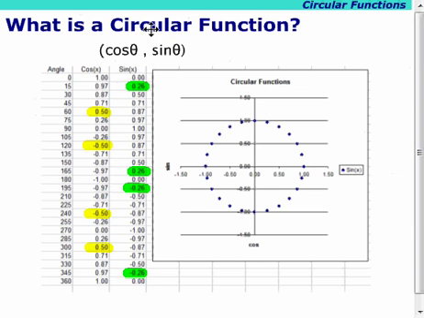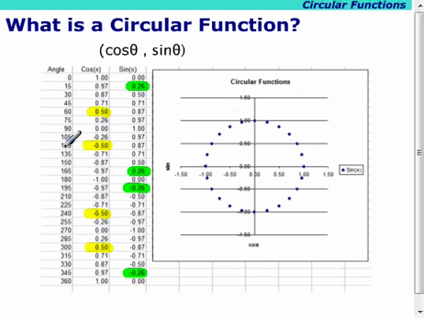To begin with, what in the world is a circular function? Circular functions are, for example, the relationship between cosine and sine on a graph. If I take a look at this little Excel spreadsheet that I whipped up, I put angles over here, then I determine the cosine of those angles and the sine of those angles. And then I graph those as ordered pairs on this quadrant. And what popped up was a circle.